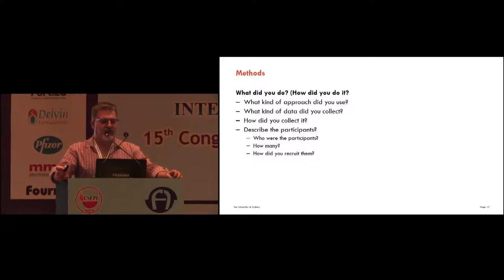We then have the methods section. It's about what did you do or how did you do it? What kind of approach did you use? What kind of data did you collect? Is it a case study? Is it quantitative research? Is it an interview-based study? Is it interviews? Is it qualitative? How did you collect it? Through surveys, through patient surveys, through client clinical sessions. Describe the participants. Who were the participants? How many? And how did you recruit them? Remembering an abstract, we need to be concise. Most abstracts are between 150 and 250 words.